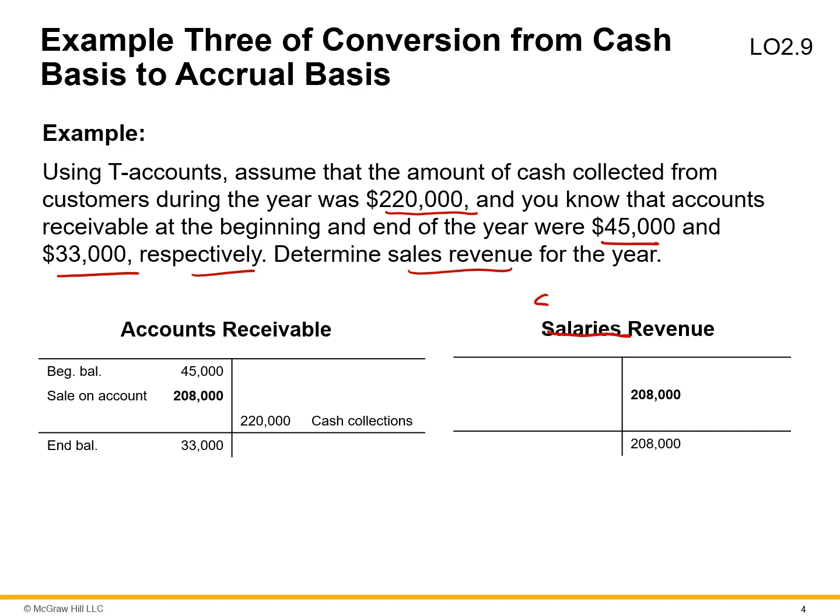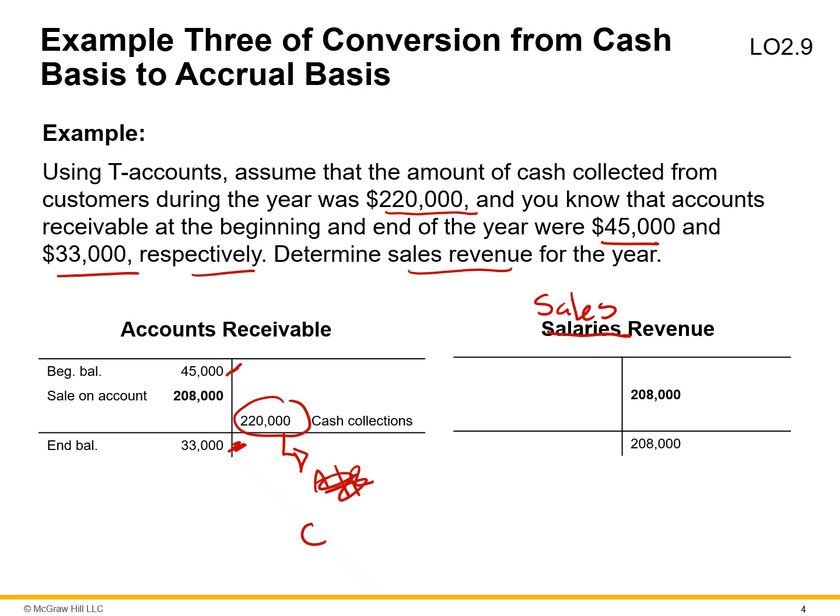Let's see, I think this should say sales, not salaries. That's the confusion. Okay, so it tells us that our accounts receivable, which is naturally a debit balance, had a beginning balance of 45 and an ending balance of 33,000, and the cash collections were $220,000. By the way, this would be the sales revenue under the cash basis, because this is when they collected cash.